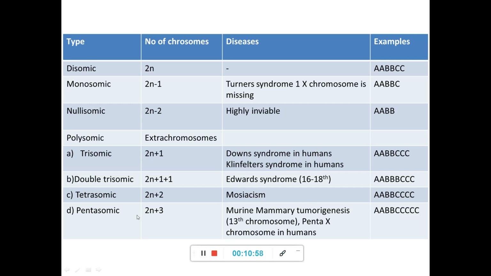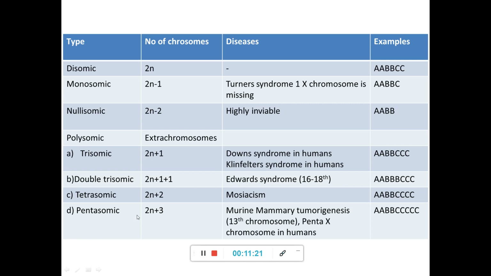Now this could lead to different diseases among humans. In the case of Turner's syndrome, one X chromosome is missing. And nullisomic is a highly inviable stage, and normally the fetus will not survive such a nullisomic condition.